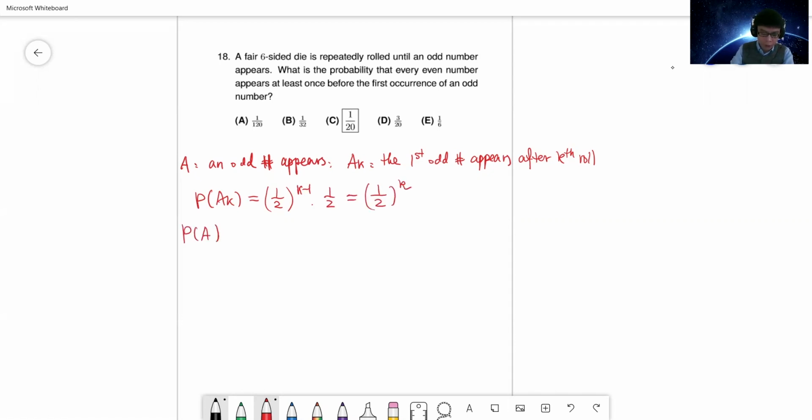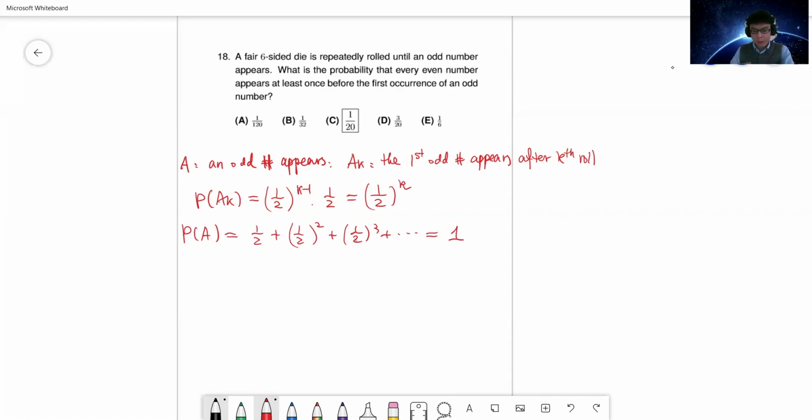The probability of having an odd number is the summation of all these sub-events. So it's 1/2, the first roll gives an odd number. 1/2 squared, the second roll gives the odd number. 1/2 cubed, the third roll gives an odd number, and so on all the way. This summation gives 1. That means we always have an odd number appear.